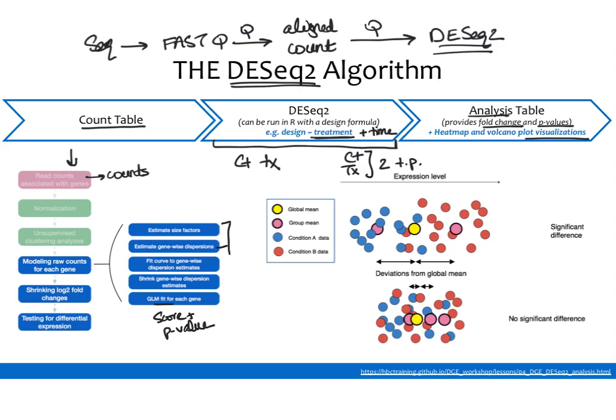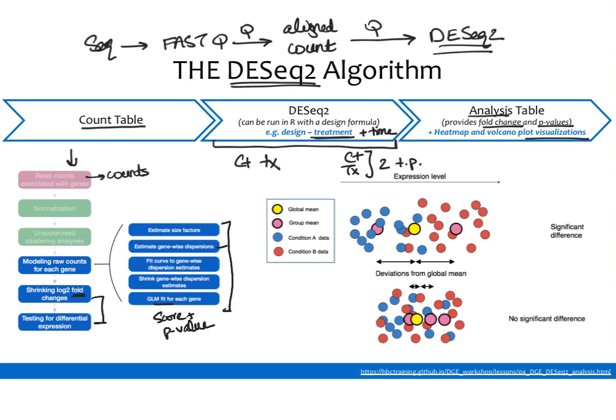This is a very well-validated algorithm, so you don't need to worry too much about the details. You can trust that it's going to generate a reliable score and a reliable p-value, and so you can focus on these log2 fold changes and thinking about which genes have actually changed.